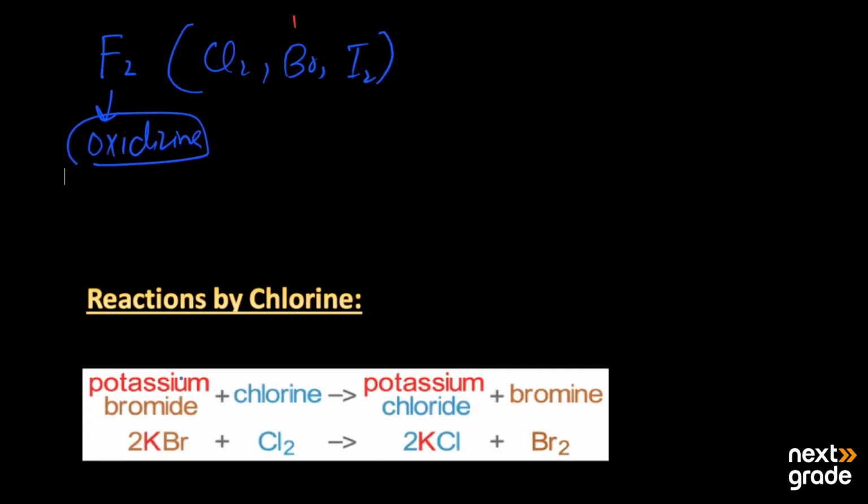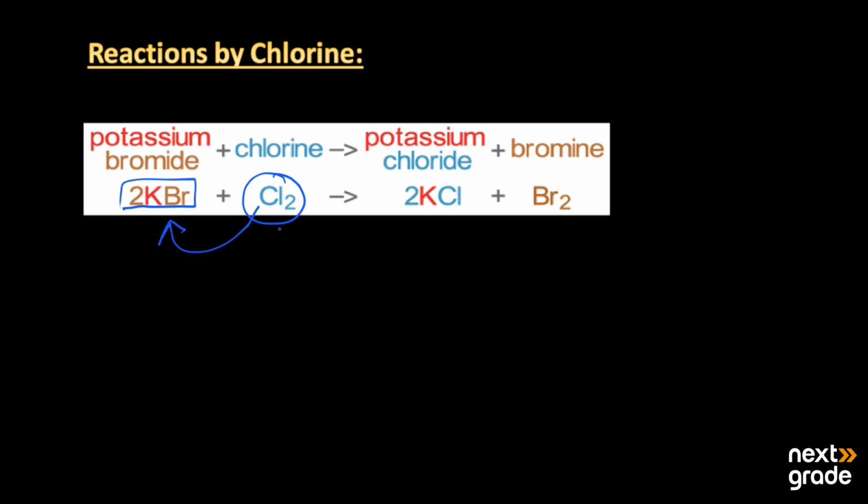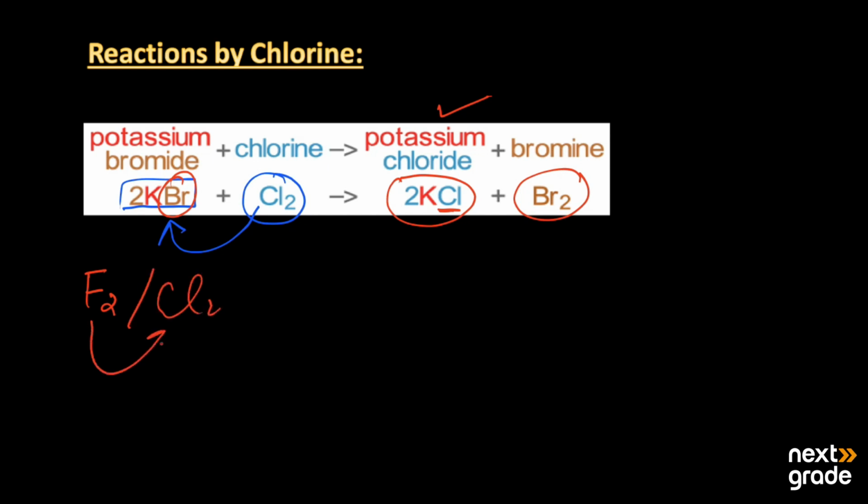After the fluorine reactions, we have the reactions by chlorine. In this process, we have potassium bromide, KBr, and chlorine. Chlorine reacts with this, and after the reaction we see that the bromine has been displaced by the chlorine, and the new product is potassium chloride along with the production of bromine. Now, when we talk about fluorine and chlorine, the fluorine can displace the chlorine, but the chlorine cannot displace the fluorine because the oxidizing power of fluorine is more than that of chlorine.